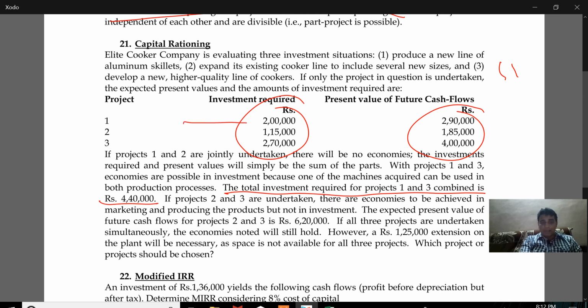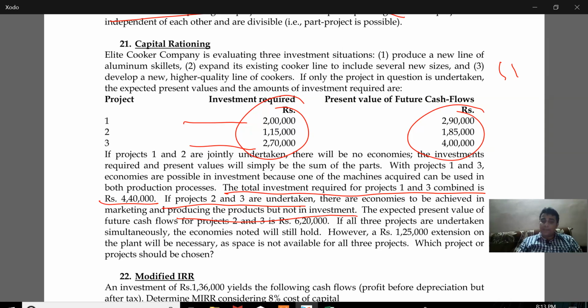Whereas 1 separately is 2,00,000 and 3 separately is 2,70,000, but in combination you have to invest only 4,40,000. Similarly, if you do 2 and 3, there will be economies in producing the product but not in investment. So in some places investment can come down, in some places cash flow can go up.